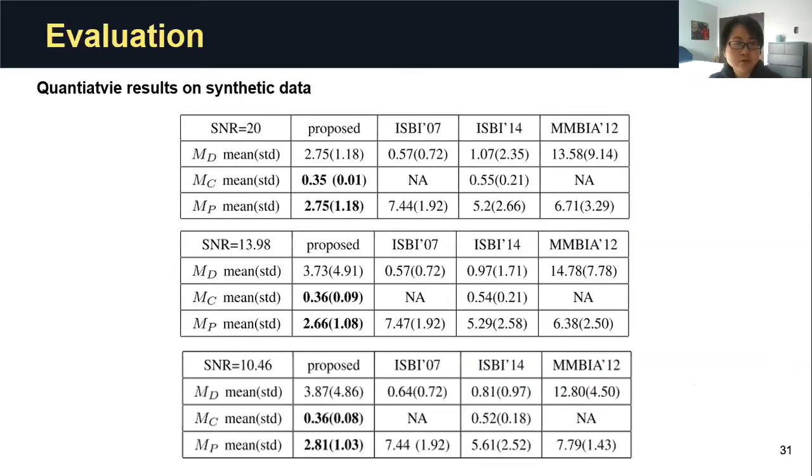So these are quantitative results on synthetic data, and we can see with different signal noise ratio, the proposed one outperforms the competing methods, the ESP7, the ESP14, and MBIA12, by having lower MC values, lower MP values, and also lower MD values.